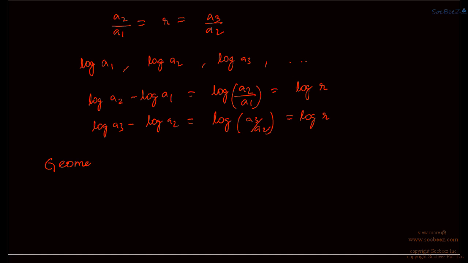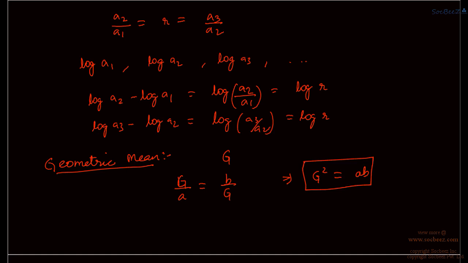Let us now find out the geometric mean. This concept is taken straight from the arithmetic mean and is denoted by G, right? So suppose there are two terms A and B, right? So let G be the geometric mean between them, that is G lies between them. So G by A is equal to B by G, right? Or cross multiplying, we get that G square is equal to AB. Or you can take the square root and find out that G is equal to root of A into B, right? So this is how geometric mean is defined.